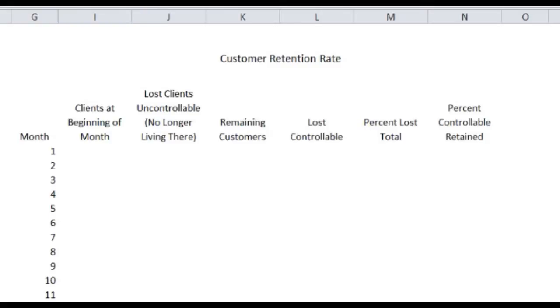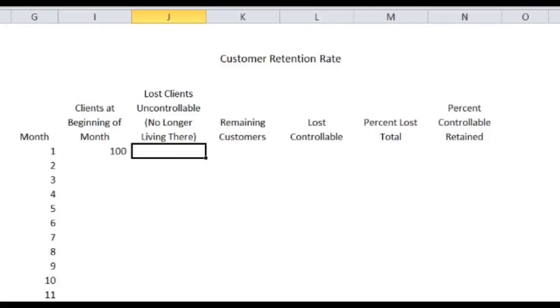We're going to start in our spreadsheet by plugging in the number of customers that we have at the beginning of the month. For our example here, we're going to say 100. Our first category of backing out clients from that is going to be what we call uncontrollable losses. For our purposes, we're going to call an uncontrollable loss either death or moving.